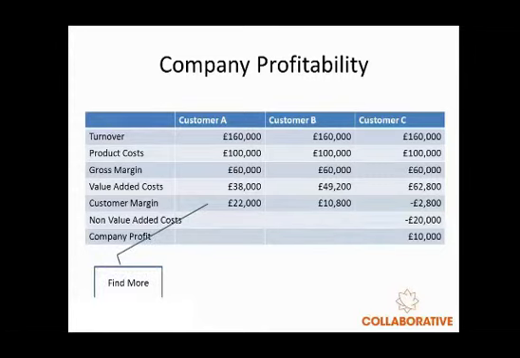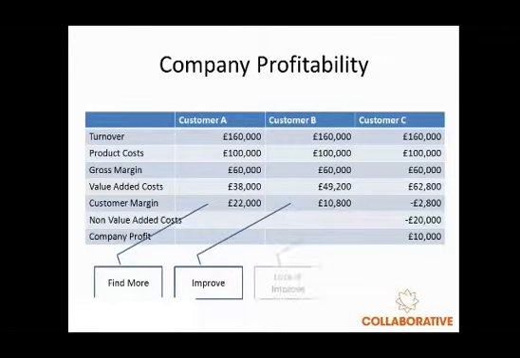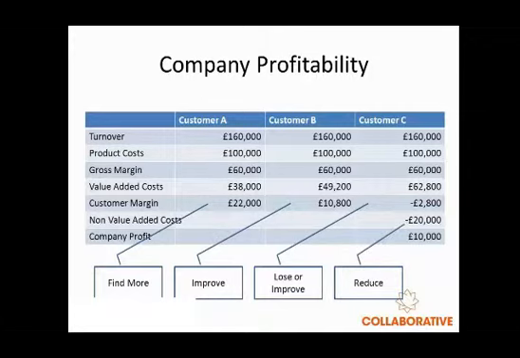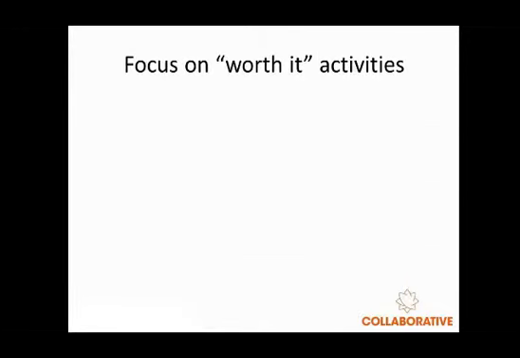With customer A, we'd like to find out how we can find more of these types of customers. Customer B is fairly profitable, but it can be more profitable, so how do we improve their profit? And customer C, do we lose that customer or do we work to improve it? Now we also, in an organisation, have non-value added costs, those costs which we incur that don't help us deliver the product or service to our client. And we need to reduce those because they're doing nothing to help our business grow.